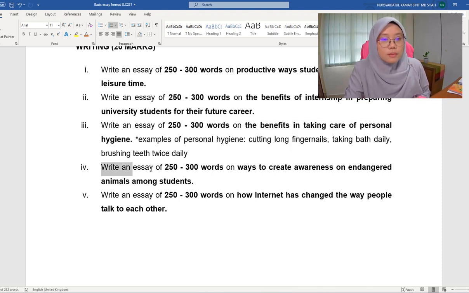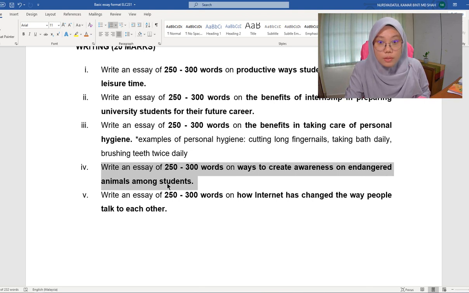Okay, next question. You have to write an essay on ways to create awareness on endangered animals among students. So what are the 3 ways for you to create awareness on endangered animals? So obviously you need to know examples of endangered animals and how to create awareness. And when you want to create awareness, you have to bear in mind that your target audience are the students. Okay, normally university students or could be considered as school students.